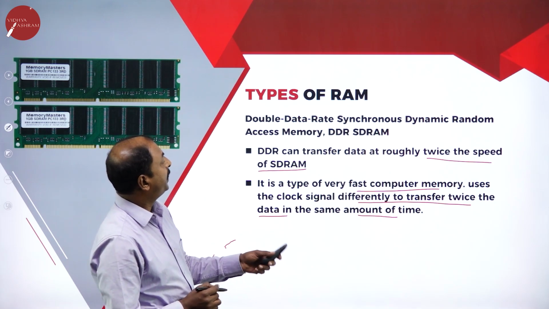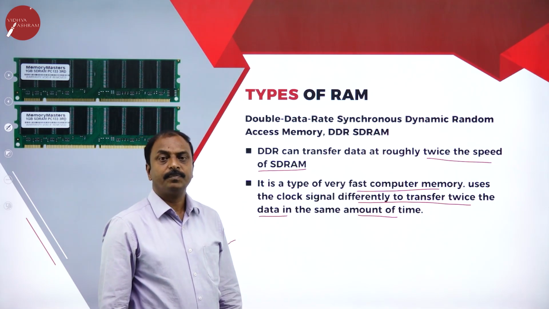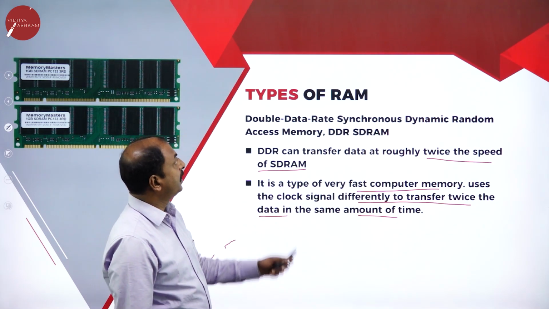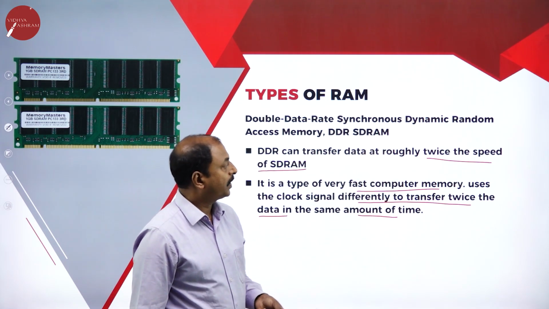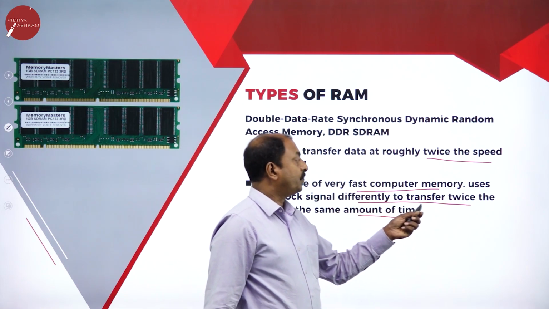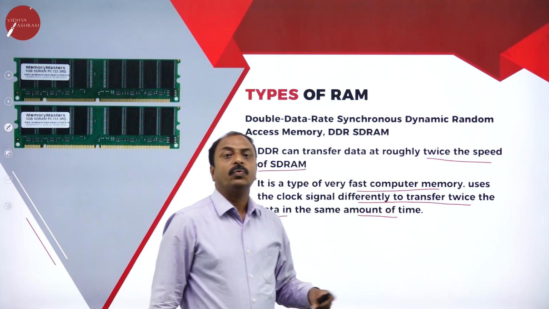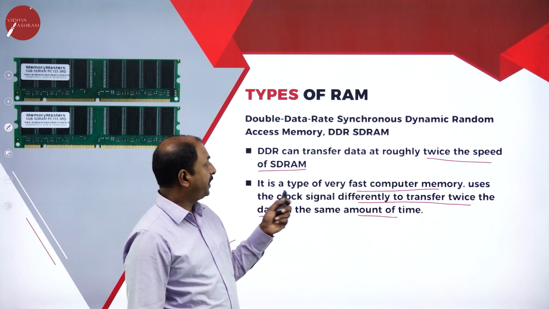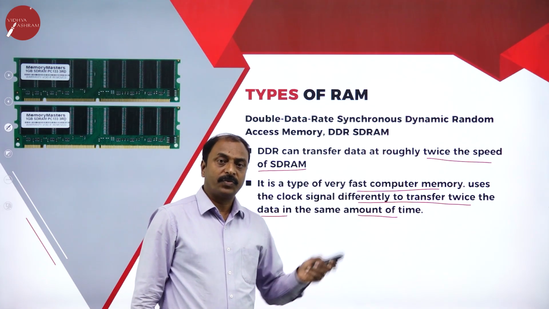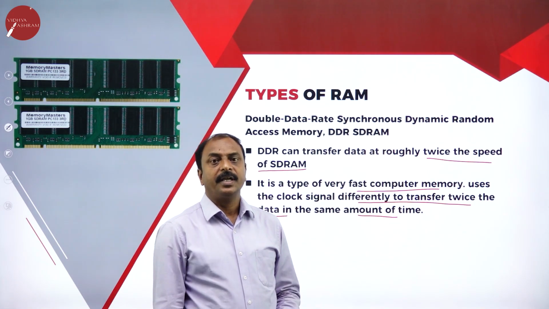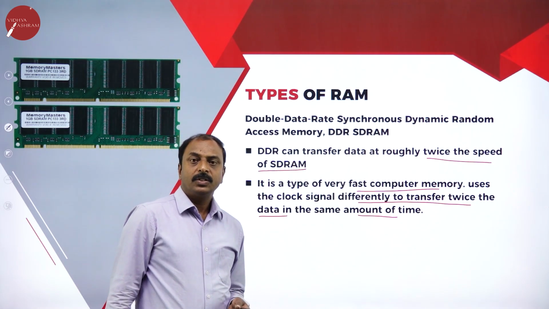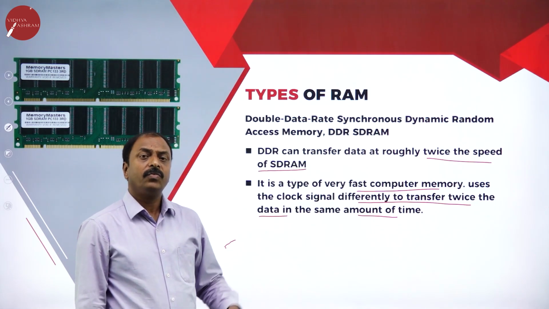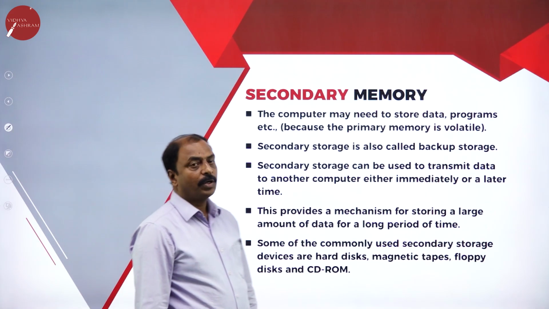So as compared to SDRAM, the previous type of RAM, this DDR SDRAM is fast because it is going to transfer twice the data of SDRAM in the same amount of time. So nowadays in our computer systems we are using DDR RAM. So this is another type of RAM. Now let us move on to the next slide.